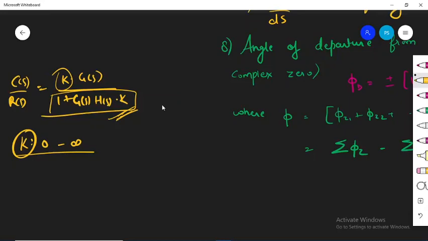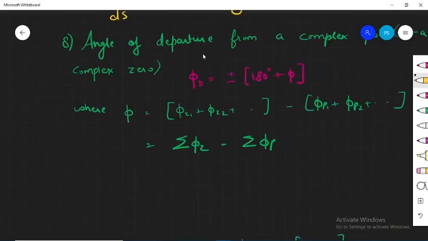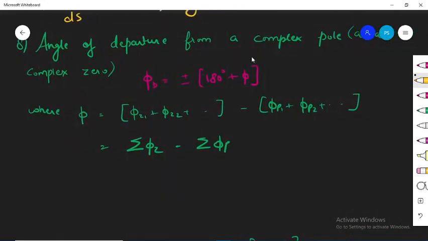Okay, so we have already seen 7 of the rules. Now let's look into the 8th rule, that is, to calculate the angle of departure or angle of arrival.